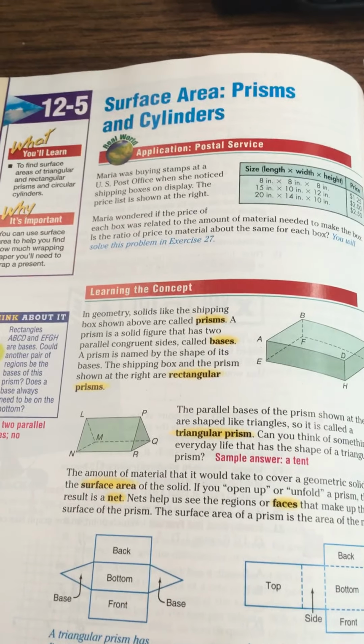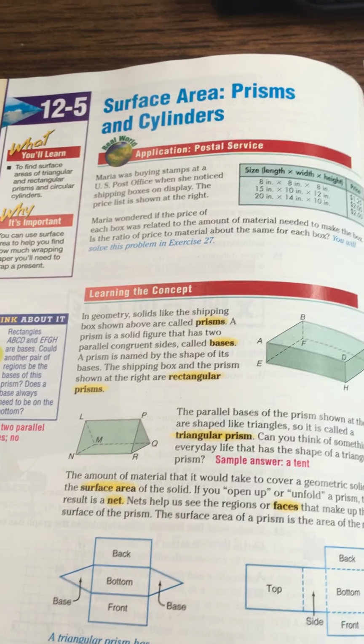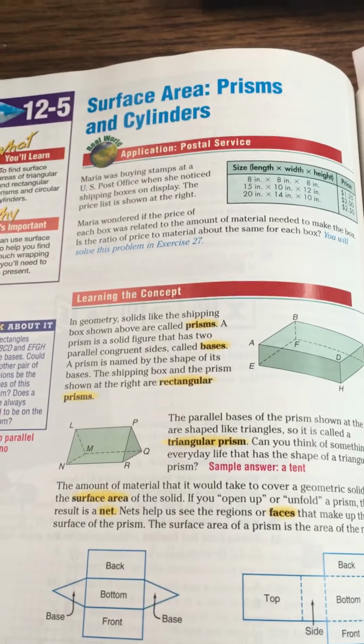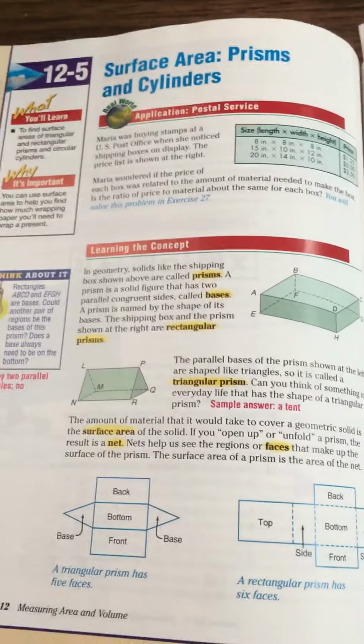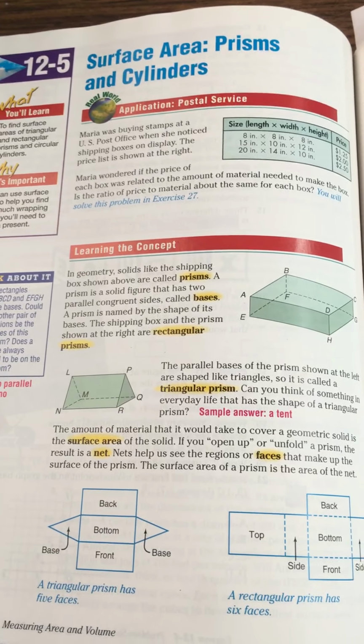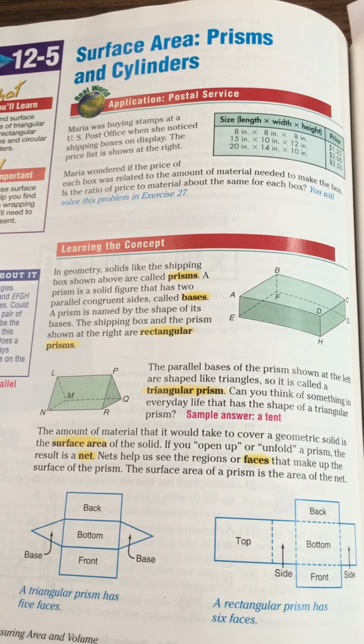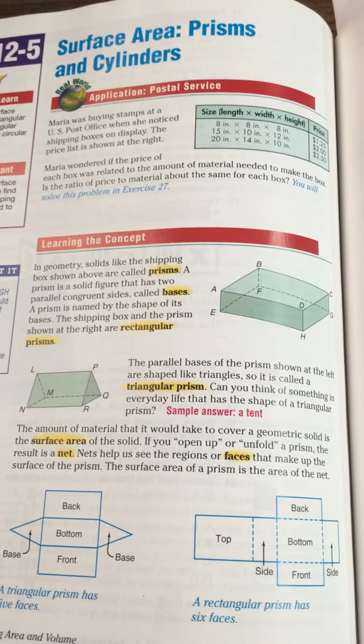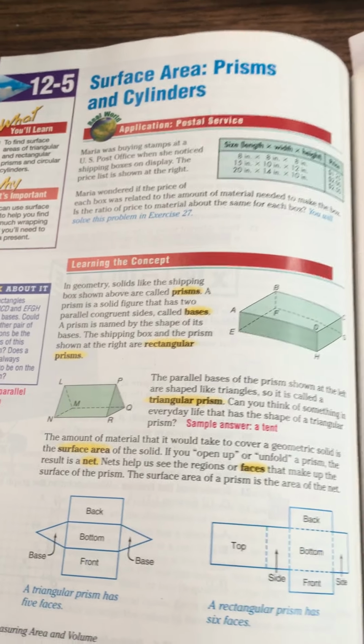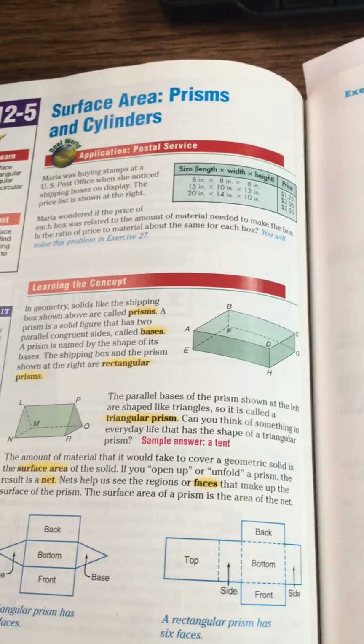Alright guys, we're in chapter 12, section 5. We're doing surface areas of prisms and cylinders. Make sure you look up all these definitions for me and understand them. Surface area is kind of a long process, but it's not really hard. You just got to understand what you're doing. So let's look at example 1.